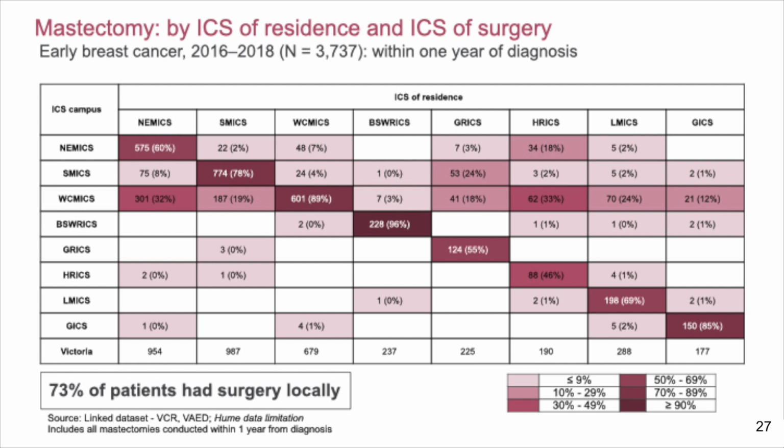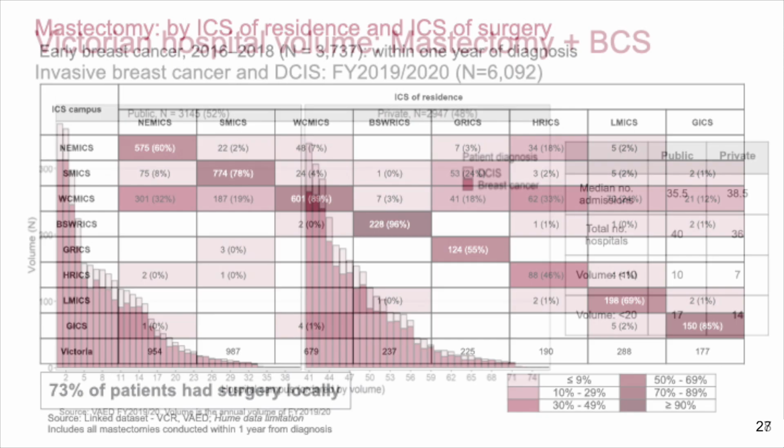This slide looks at mastectomies, and it's comparing the area of residence across the top with the campus of treatment down the side. What we're seeing here is most people having treatment close to home. There are probably some people choosing to travel either because of family support or access to close accommodation, but generally I think it's a good result.